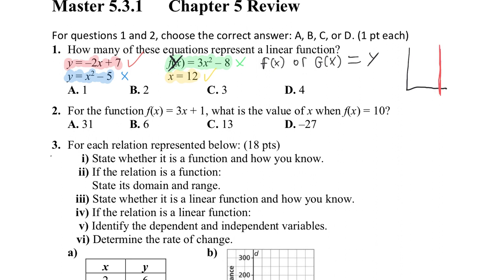That being said, if we had this y is equal to 12, what that would create is a horizontal line that would go like this, straight across.